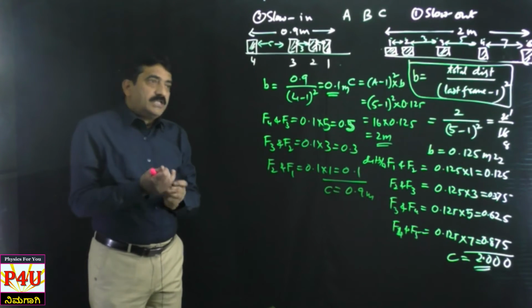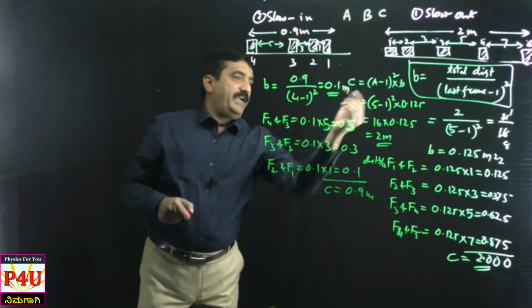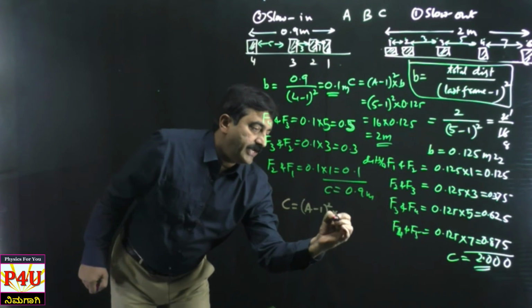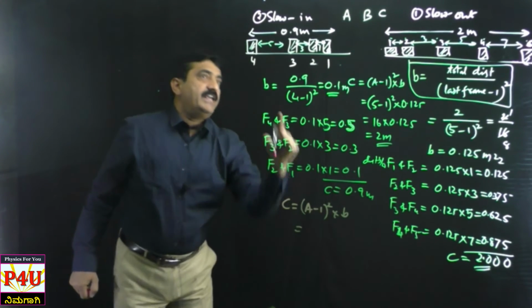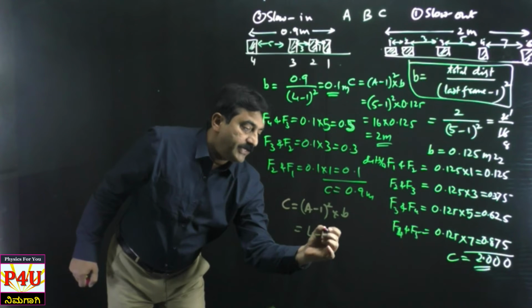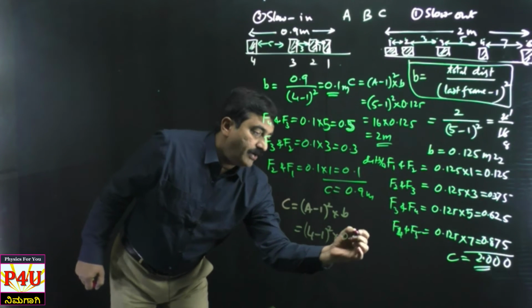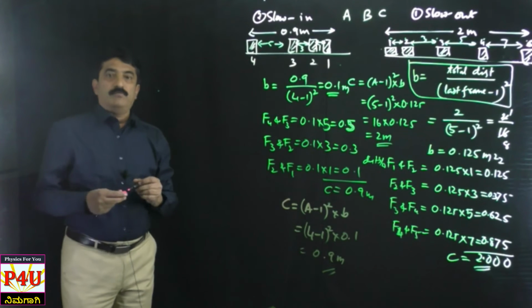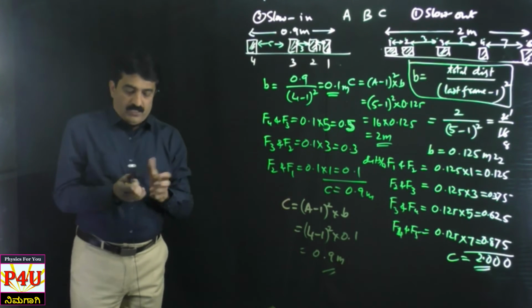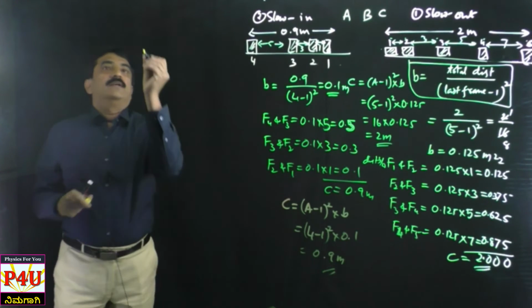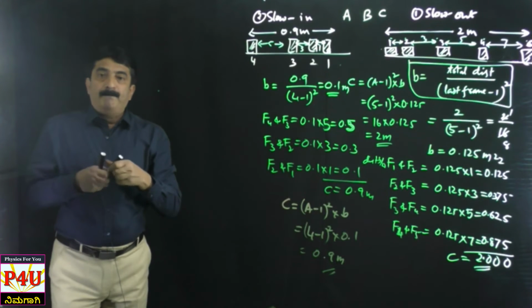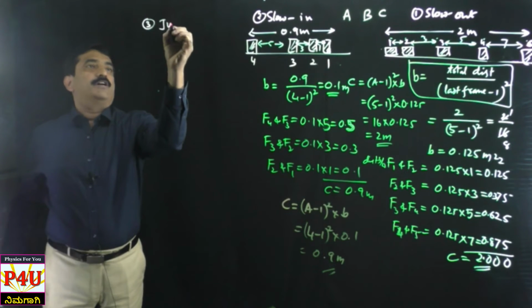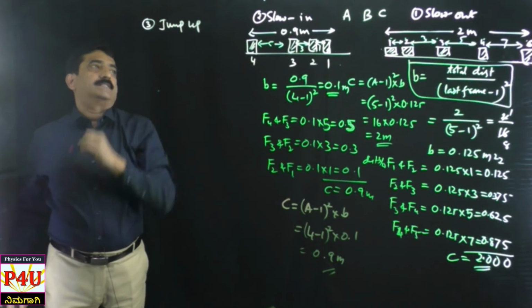Understood? And you can cross verify this exactly like how I did. C is equal to A minus 1 whole square into base distance. A is totally 4. 4 minus 1 whole square into 0.1, that is nothing but 0.9 meter. This is scenario number 2. I hope you are following. Now coming to scenario number 3, that is jump up process.